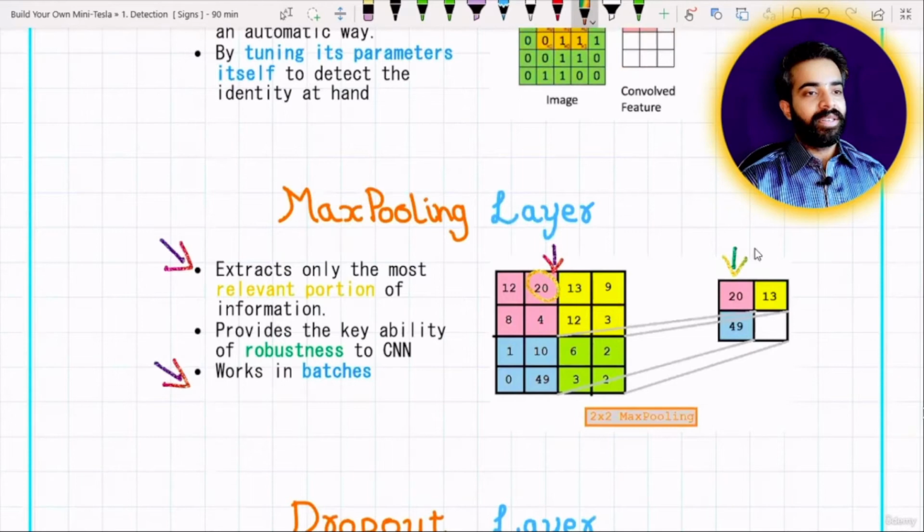So this provides the crucial ability of robustness to CNN. What this means is that irrespective of the location of the object in the image, that object will be detected by the CNN after applying the max pooling layer, because that area will be the area of the highest response, and the max pooling layer will be able to sort that area out.